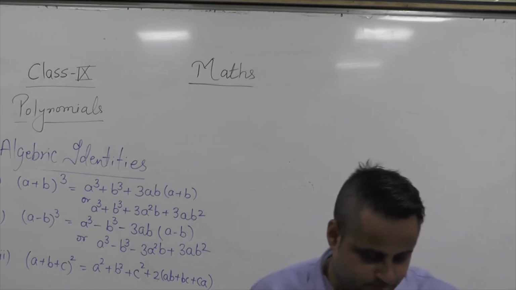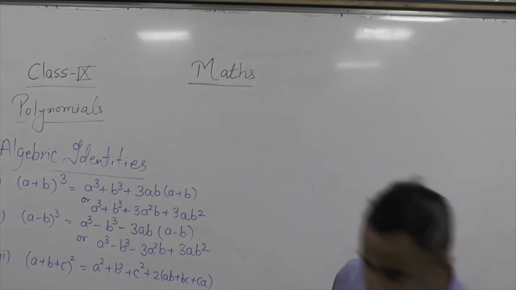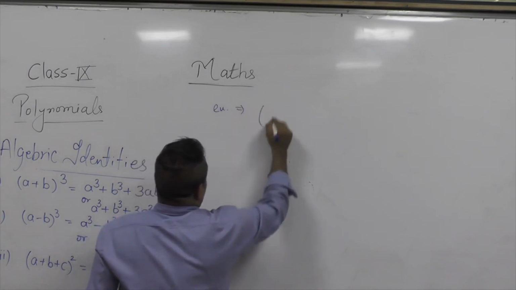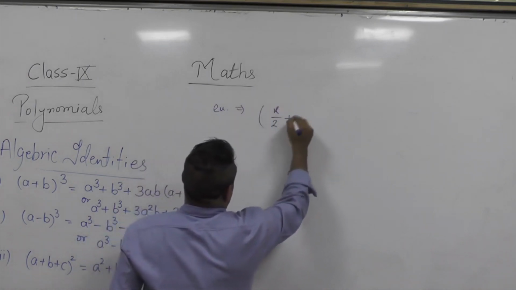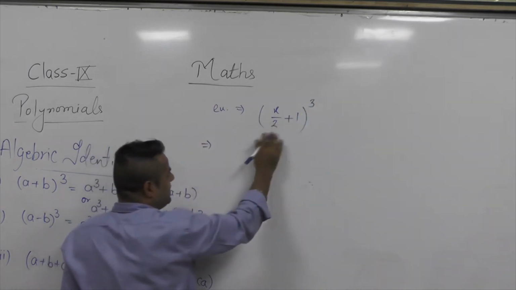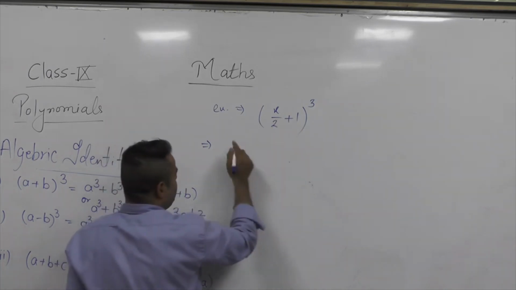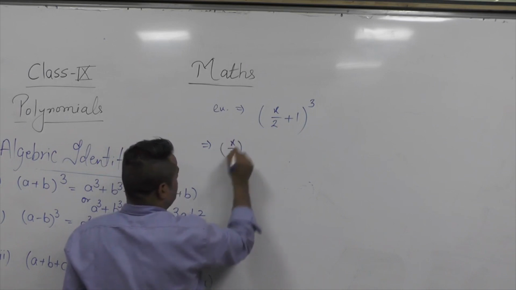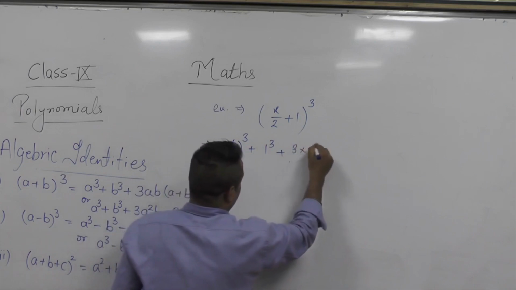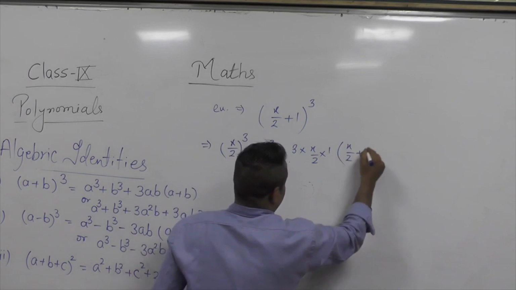Now see the fifth identity, (a plus b) whole cube, and its reverse identity also I am showing you. Now see, I am taking as an example (x by 2 plus 1) whole cube. Okay, now see, we are applying the (a plus b) whole cube identity. A is x by 2 and our b is 1. Now (x by 2) cube, a cube, b cube is 1 cube, 3 into x by 2 into 1 and (x by 2 plus 1).